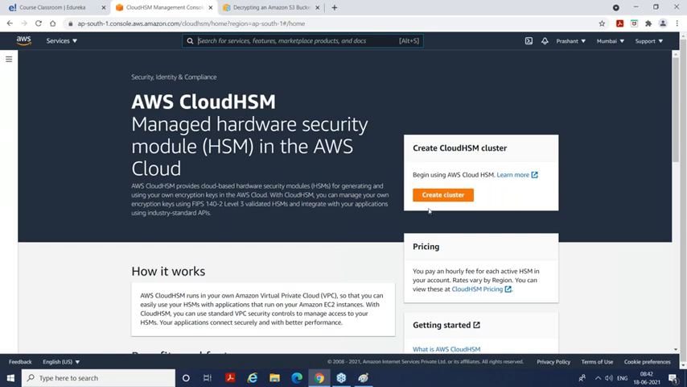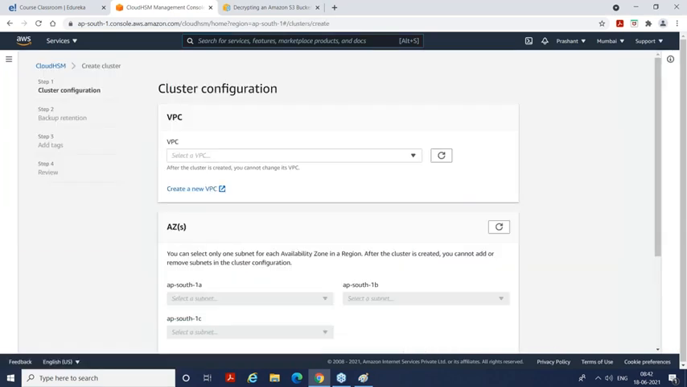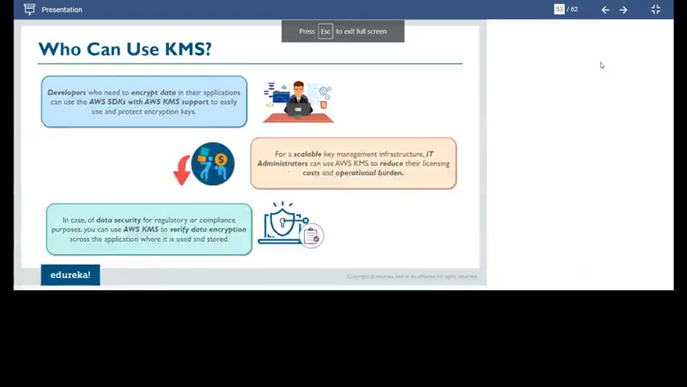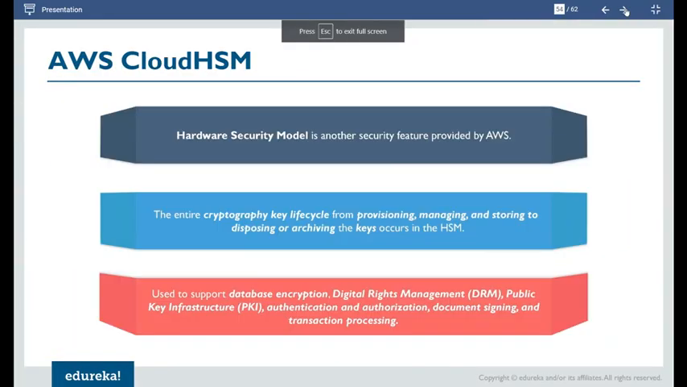You're going to create a cluster. Basically, you're going to have a virtual server, and on that server the relevant software would be installed, and you will have complete control over the cryptography lifecycle. When I say complete control, you can decide what cryptography algorithm to be used, how the cryptography key should be generated, how it should be used, where it should be stored, and how it should be archived. All of that control you will have under your Cloud HSM.